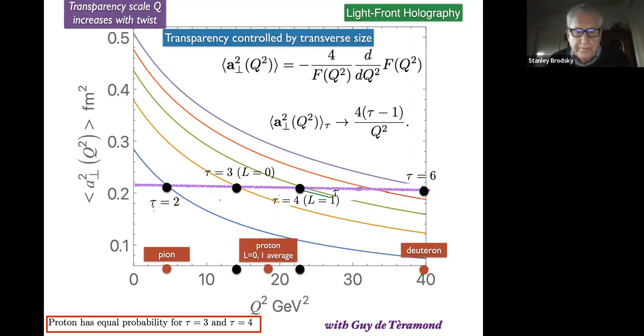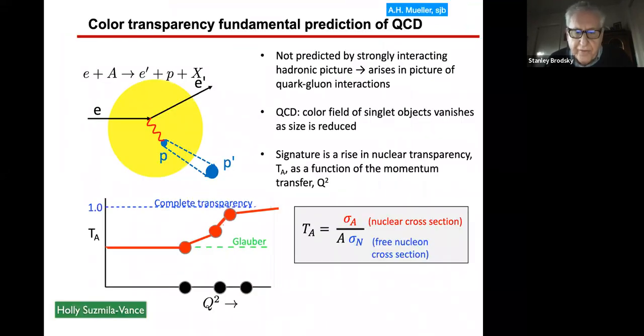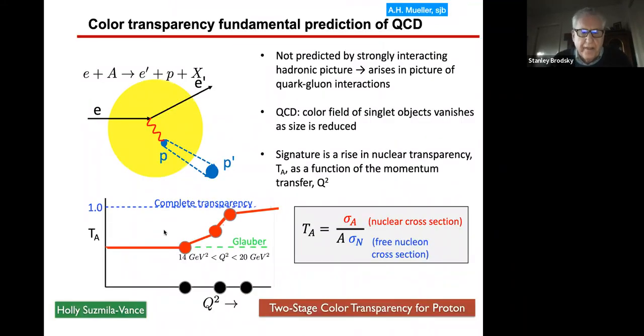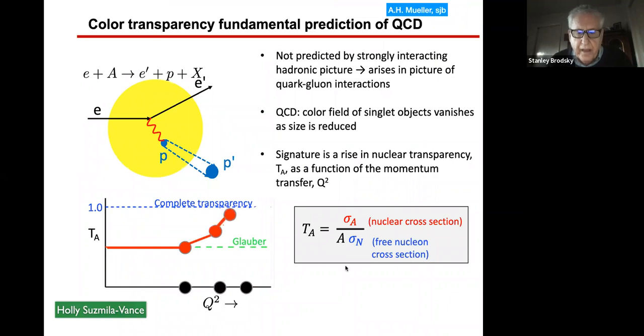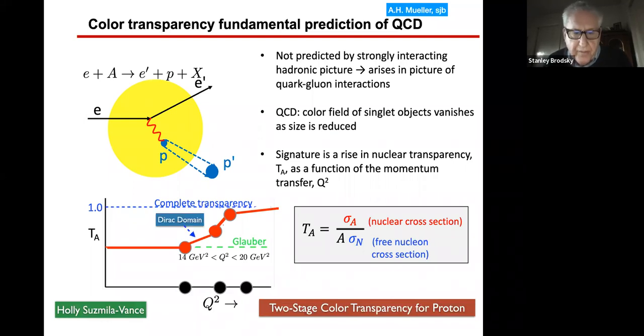So that's another prediction. But what we're saying is we have two-stage color transparency: for the twist 3 proton, it starts out at about 14 GeV squared. Then as you go up, you go into the Pauli region where the L equals 1 comes in, and that will have color transparency at a higher Q squared because that's twist 4. Then the proton can emerge intact with virtually no interactions, and that'd be T_A equals 1. So that's quite a prediction.